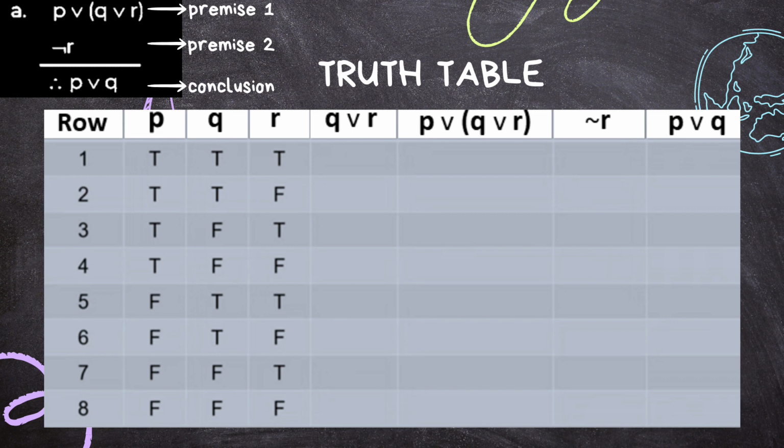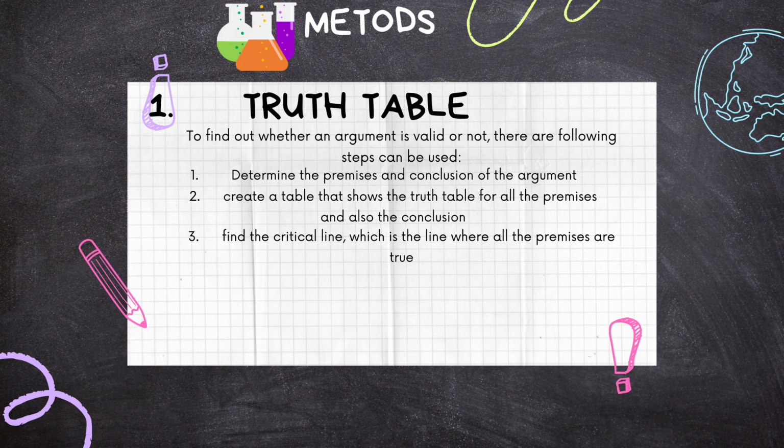Then we can prove whether these arguments are tautological or whether they are all true. That's why we use the truth table. Next, the third step is to find the critical line, which is the line where all the premises are true. So, from the results of the truth table, we look for the critical row. That is, by looking at the premises that are true. If premise 1 and also premise 2 are all true, then that is the critical row.